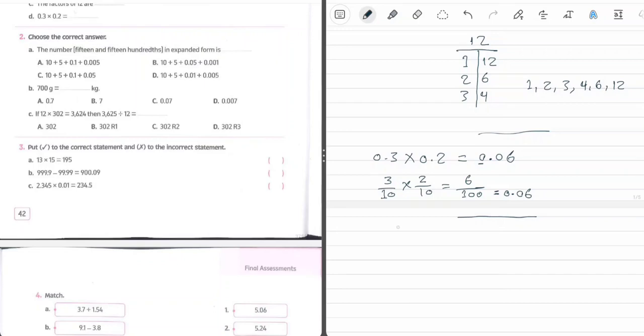See, 15 as a whole number and 15 hundredths. So it will be 15.15. Then check how to find the expanded form. What do we mean by expanded form? Expanded form is to find the value of each digit in the number.